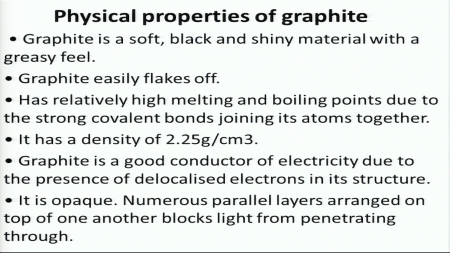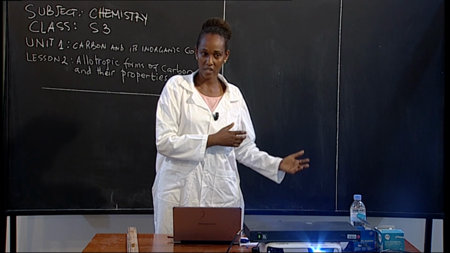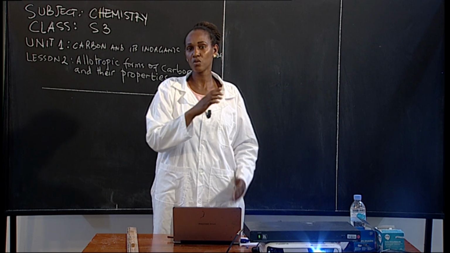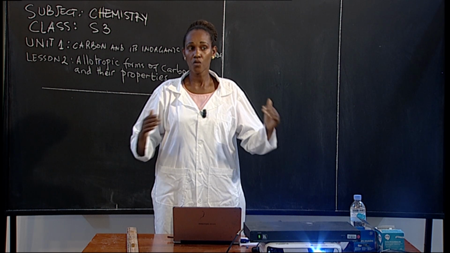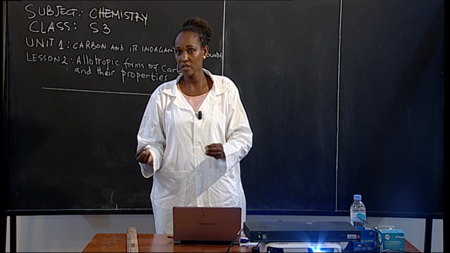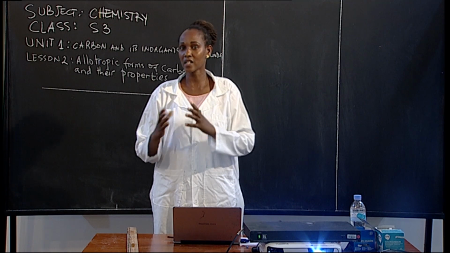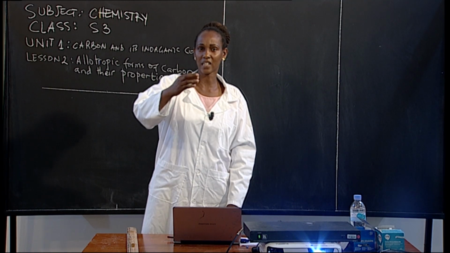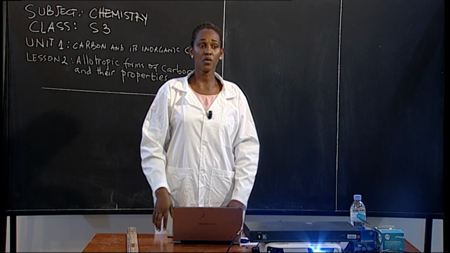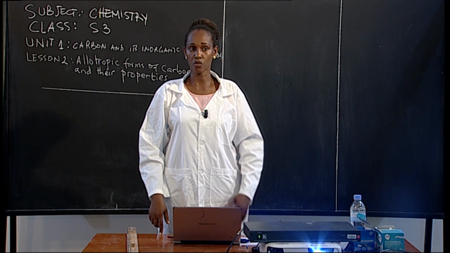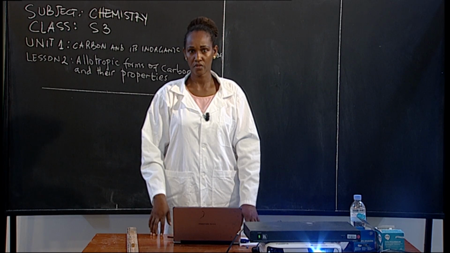So what will it help? We are going to see in the uses. So you have to master that. Graphite is very soft if you compare it to diamond. Remember, diamond, we said, is the hardest substance in nature. So graphite is a bit soft. It is black and shiny. So it has that kind of grease, right? That is one property. So graphite easily flakes off, can be removed off.